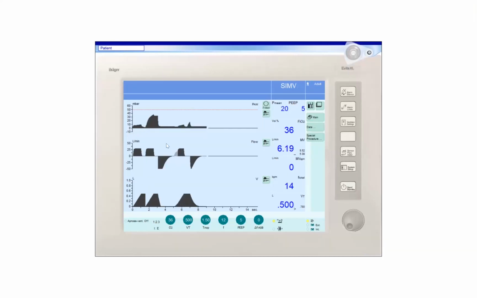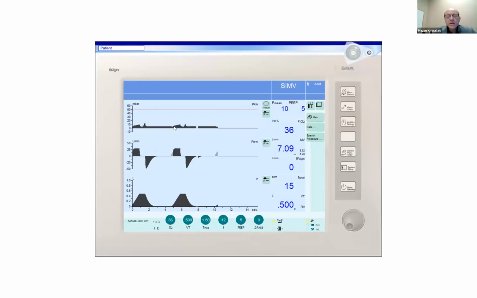This is SIMV now. The pressure from the ventilator would be related. Look at this pressure here, much lower. The pressure from the ventilator will be related to how much the patient is generating. If the patient is generating negative pressure on his own, the ventilator will not have to use much of the pressure in order to deliver the air.